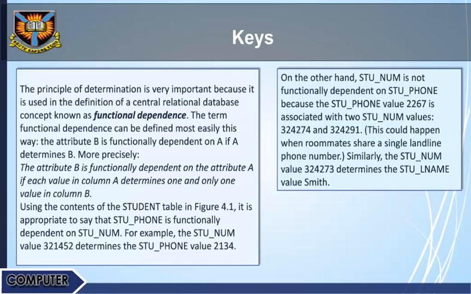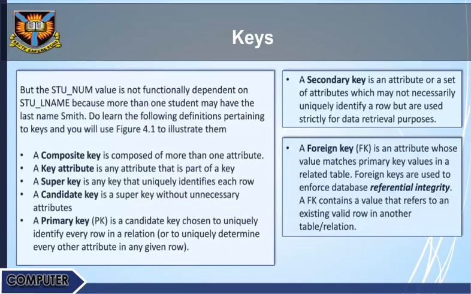Similarly, the student number value 324273 determines the student last name value Smith. But the student number value is not functionally dependent on student last name because more than one student may have the last name Smith. Learn the following definitions pertaining to keys, and you will use figure 4.1 to illustrate them.